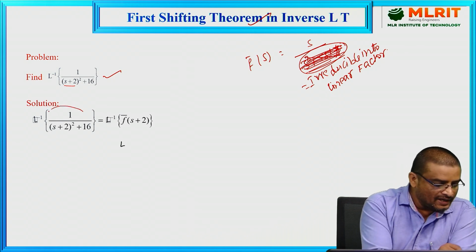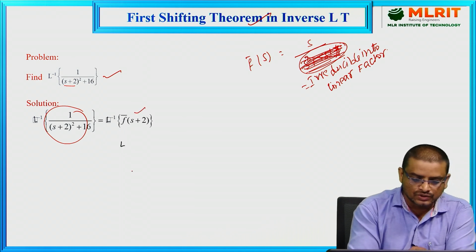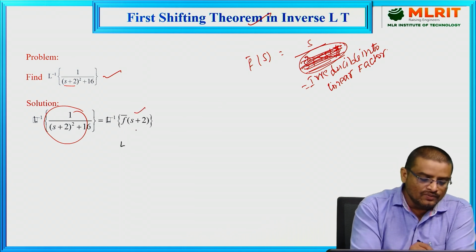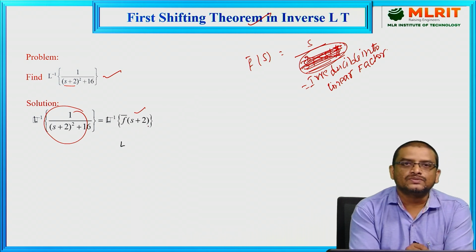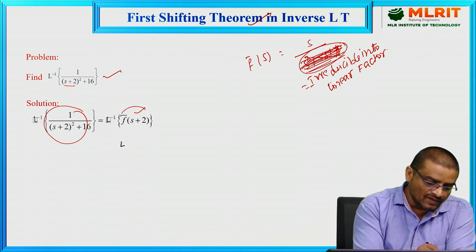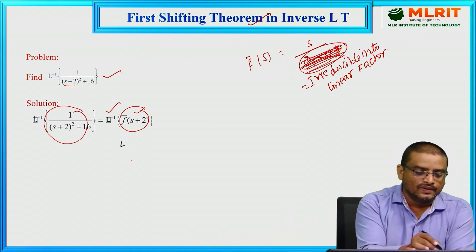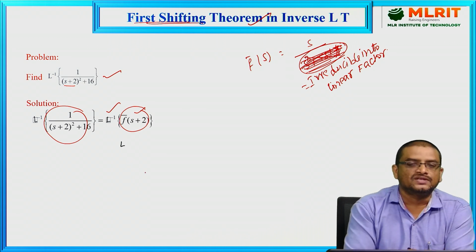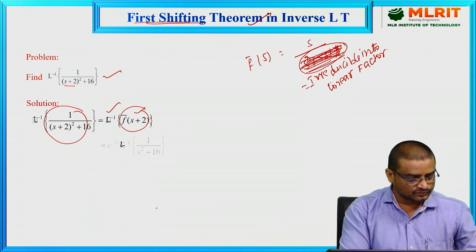So this entire function I want to consider as L inverse of f bar of s plus 2. Whenever the function is in terms of s plus a or in terms of s minus a, then to find the inverse Laplace transform of that function, we can take the help of the first shifting theorem. Now use the first shifting theorem here.